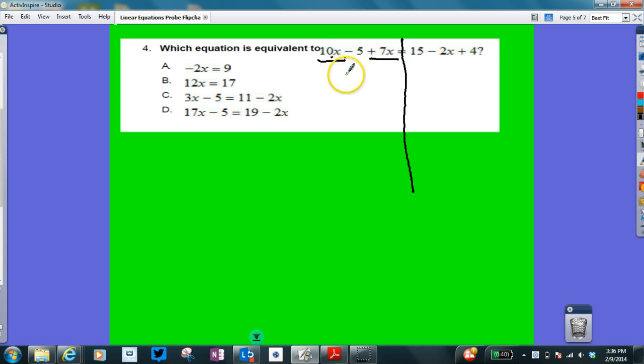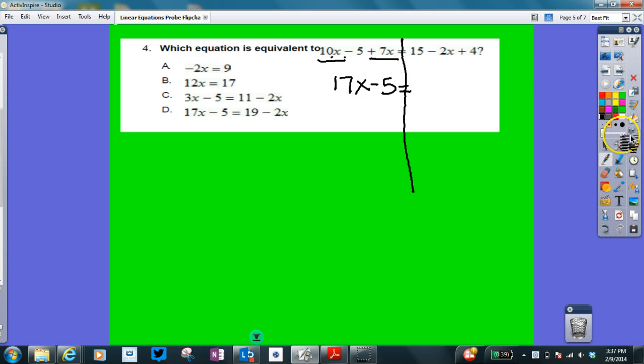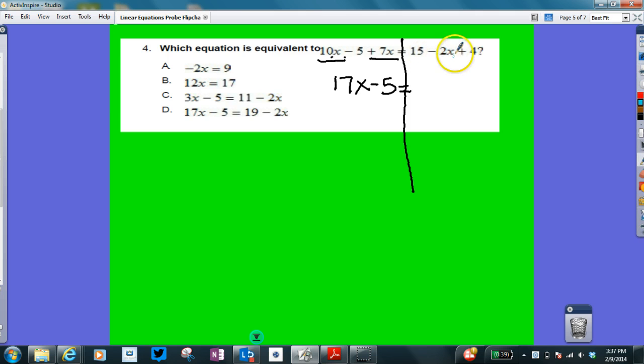10x plus 7x is going to give me 17x. The only thing left on that side is minus 5. Again, I have to look at what's in front of it. Equals. On this side, I see that I have 15 minus 2x plus 4. Here I don't have anything that I can combine the negative 2x with, but I do have a positive 15 and a positive 4. 15 plus 4 is going to give me 19. And then all I have to do is bring down minus 2x.